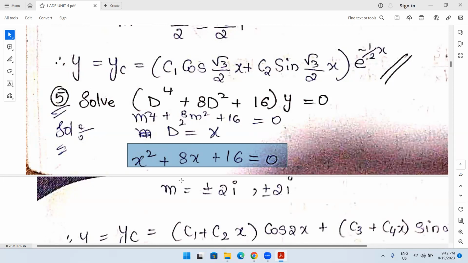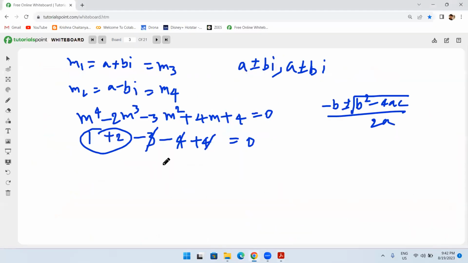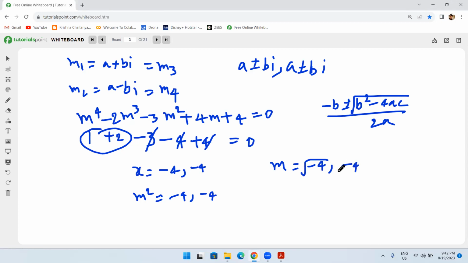We get minus 4 comma minus 4 as the roots. So x is equal to minus 4 comma minus 4. What is x? Nothing but m square. M square is minus 4 comma minus 4. So what are the m roots? Square root of minus 4 is plus or minus 2i, and square root of minus 4 is plus or minus 2i. So we got equal complex conjugates.